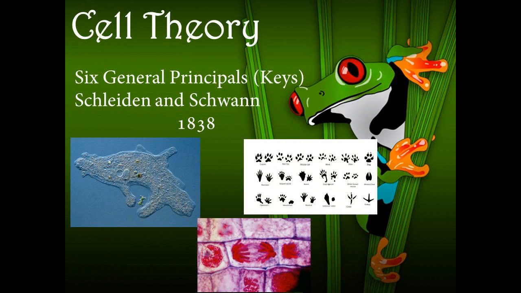So we're gonna start with talking about the cell theory. There are 6 general principles or keys to the cell theory. They were started by Schleiden and Schwann, who are 2 German scientists. And they started this theory in 1838. So it's been around a long time, just about as long as we could see cells under a microscope. And these theories have been updated sort of as we learned more things about cells, but they definitely hold true now for all living things.